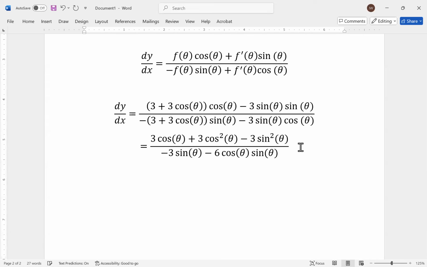So for the sake of simplification and making things look a little bit nicer, on the top I have 3 cosine of theta. That's not going to be simplified anything. But then I have 3 cosine squared minus 3 times sine squared. And we just saw cosine squared minus sine squared is cosine of 2 theta. So we get plus 3 multiplied times the cosine of 2 theta.